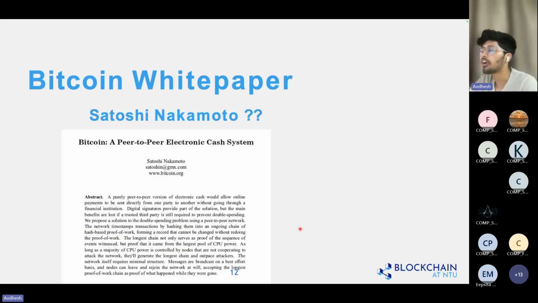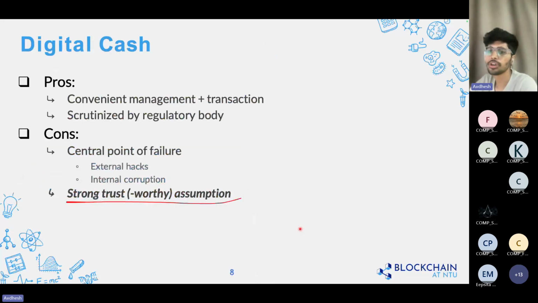Since then, there was also the point of digital cash, right? Bitcoin was not the first digital cash at all. There were a few other digital cash systems before, but there was a problem with them: double spending. I'll explain the problem of double spending further in the lecture series, so just stick with me.